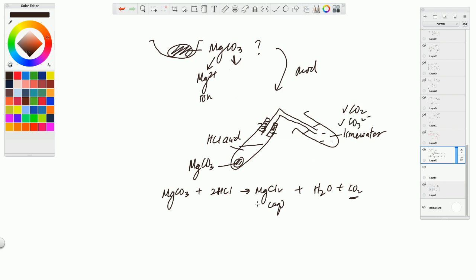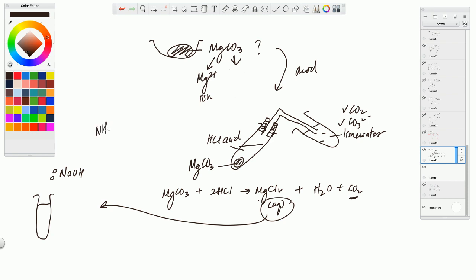Okay, how do you test for this magnesium? You take the aqueous solution that's left over. You test it with sodium hydroxide, and then you have to test it with aqueous ammonia. You have to do 2 experiments. Why? Because this one gives you a white precipitate that doesn't dissolve, but it could be calcium or magnesium. Then you do this one, it also gives you a white precipitate that doesn't dissolve. For both sodium hydroxide and ammonia, then it's a magnesium ion.